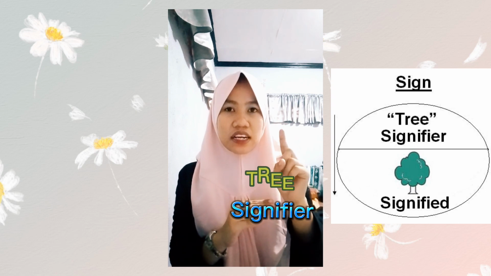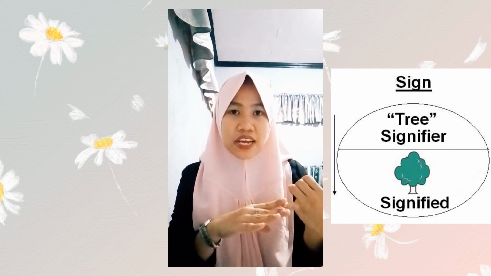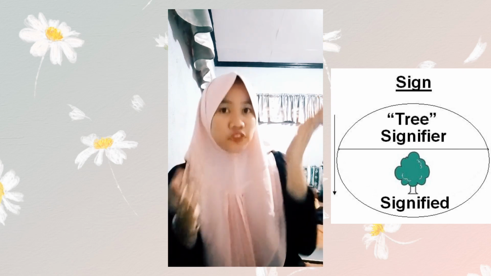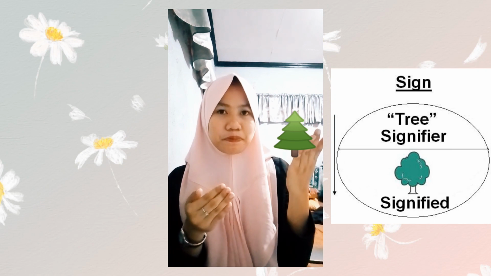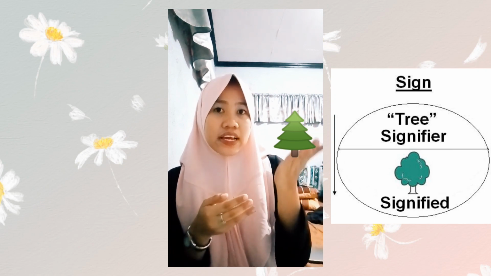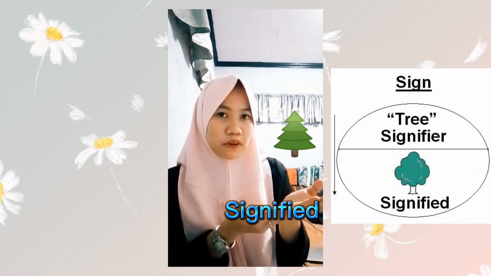For example, the word tree, as in the letters T, R, and double E. The word tree is the one that signifies the picture of a tree. A tree. Yes. So the tree is called the signified because it is the concept or idea of the signifier.